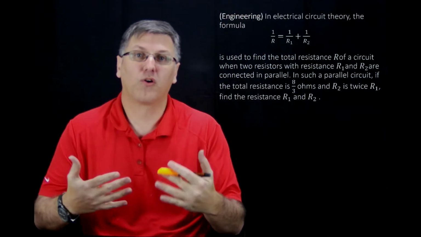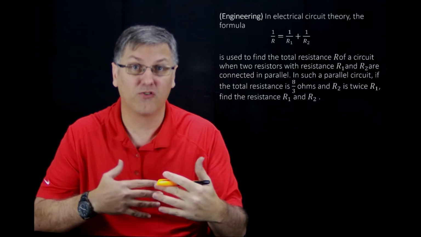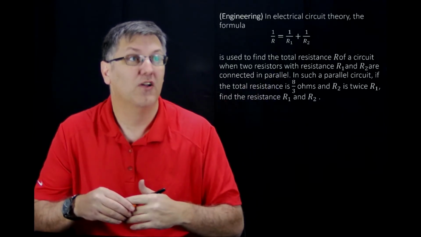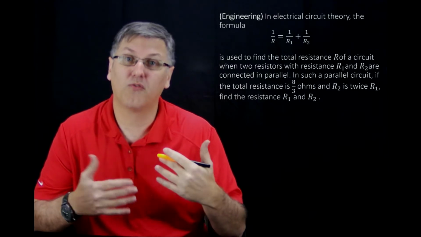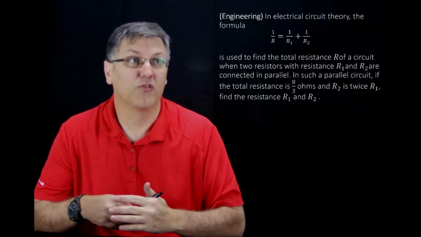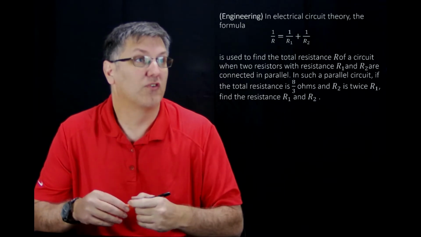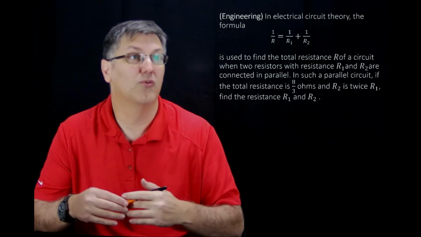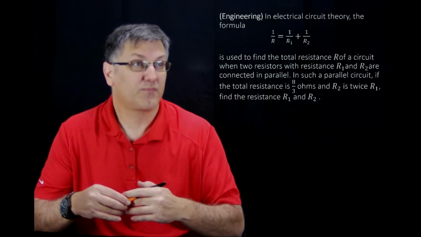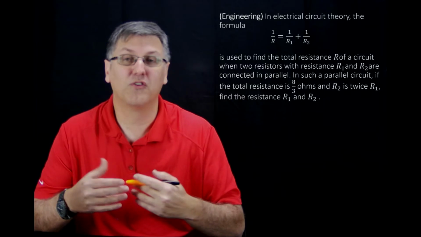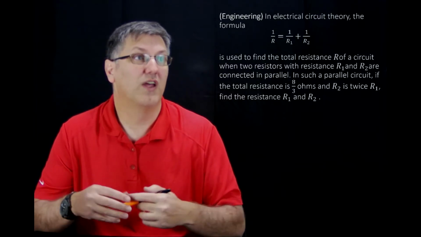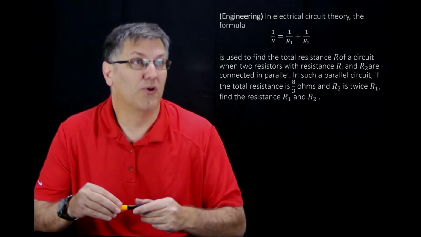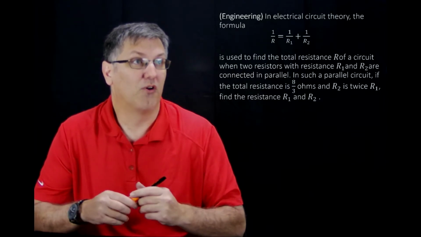All right, so now we're going to work a word problem that involves rational functions. So I have a word problem here. It's an engineering problem, and it says in electrical circuit theory, the formula 1 over R equals 1 over R sub 1 plus 1 over R sub 2 is used to find the total resistance R of a circuit when two resistors with resistance R sub 1 and R sub 2 are connected in parallel. In such a parallel circuit, if the total resistance is 8/3 ohms and R sub 2 is twice of R sub 1, find the resistance of R sub 1 and R sub 2.